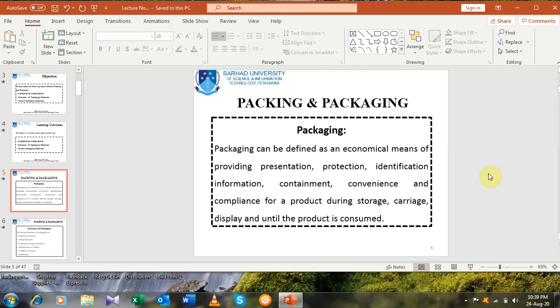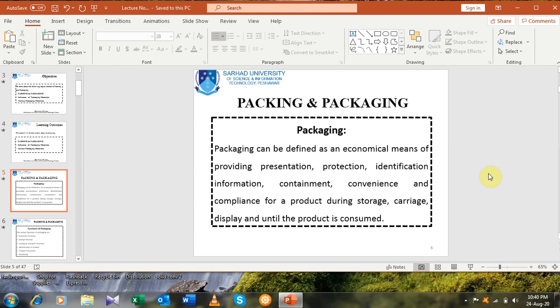Identification information: the packaging provides the information of the particular product so that it can be easily identified, and in the packaging the necessary information for identification is also there. Containment: the product is contained and it will be protected, and it is convenient and provides compliance for a product during storage. We store the product suitably packed, and it is convenient, and moreover it provides compliance for a product during storage, during carriage, transportation.